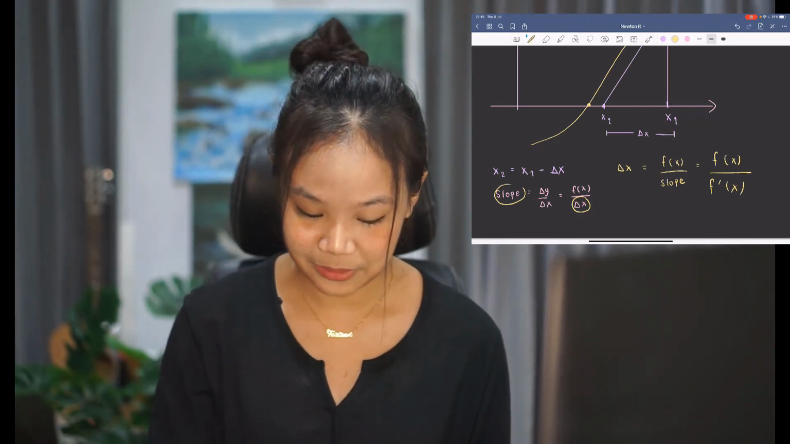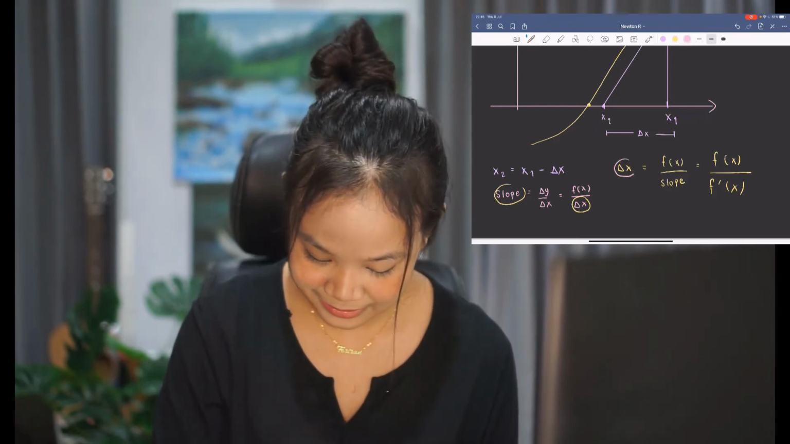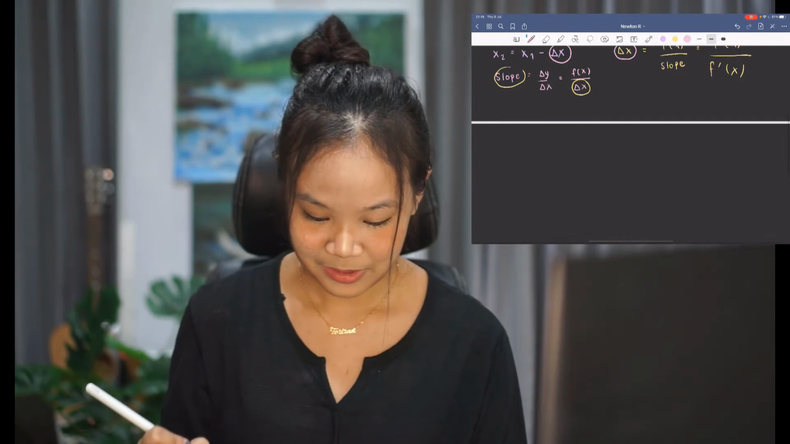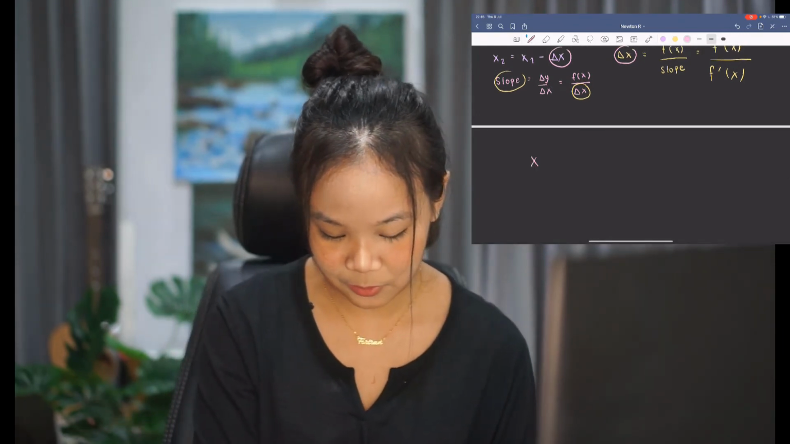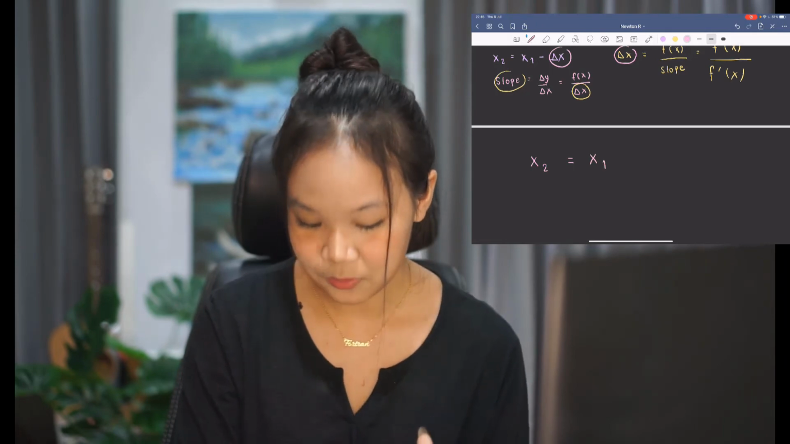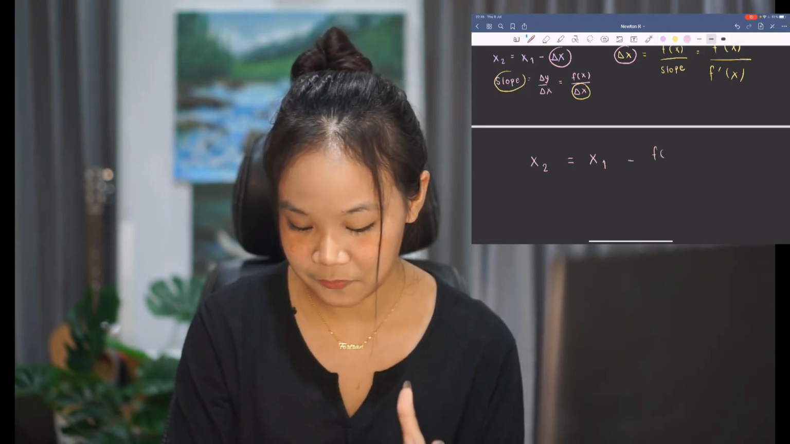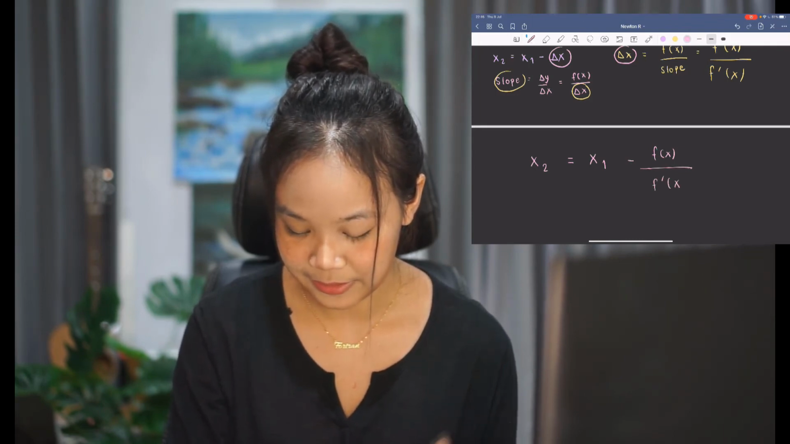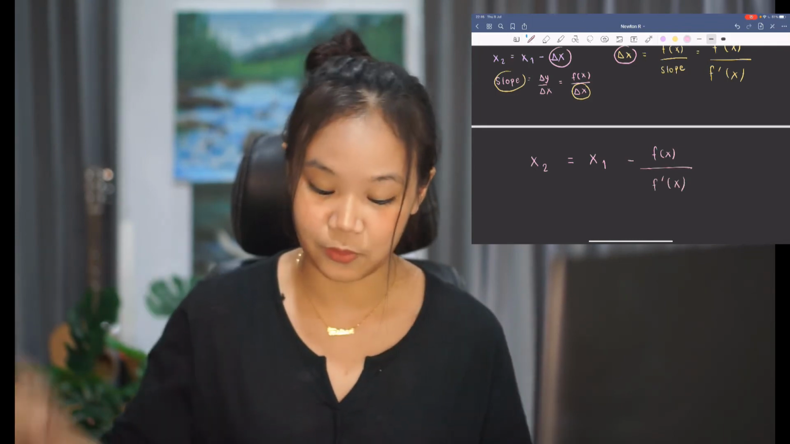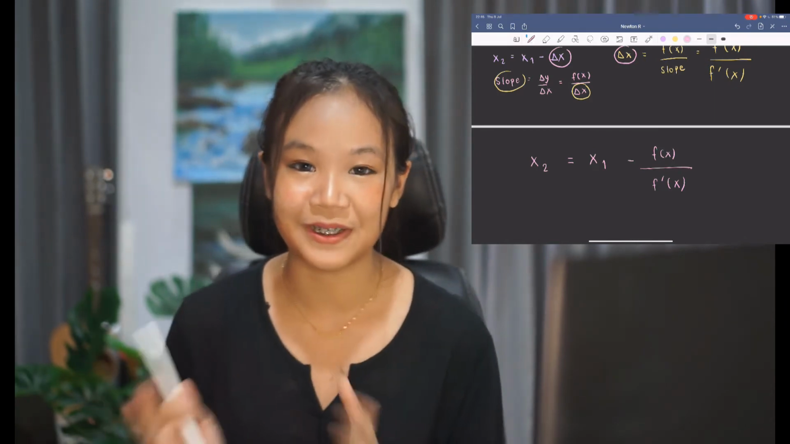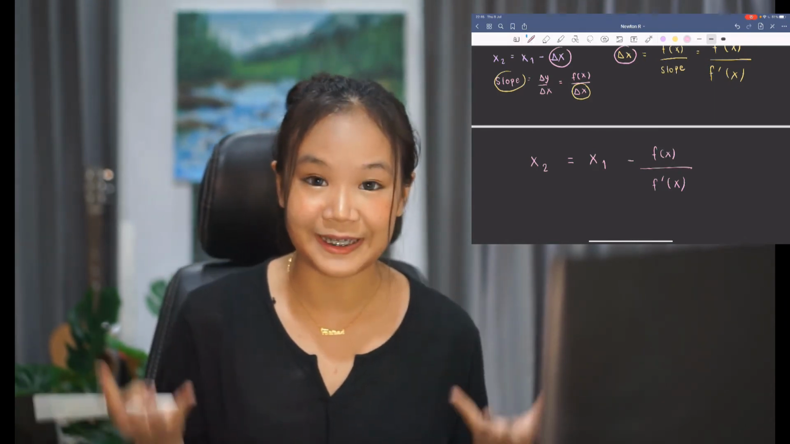So this means we could plug the same thing into the same equation. So your new equation will be x2, your new x, is equal to x1 minus the function of x divided by the slope, which is the derivative of it. Hey, we know everything here. We know our x1, we know the function of it, we know the derivative of that function too. So this means we can find a new x.